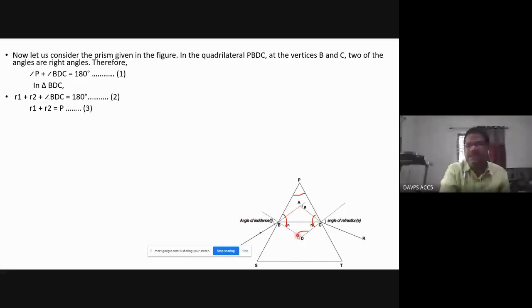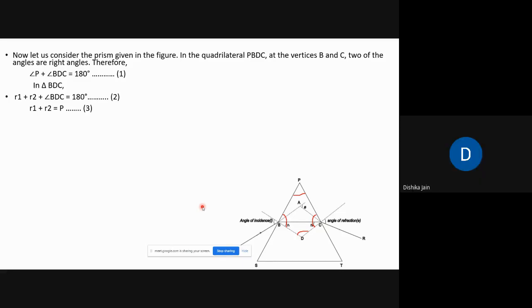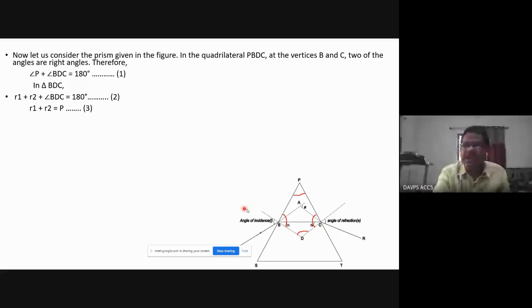Look: this angle plus this angle is 180, and the three angles R1 plus R2 plus D are also 180. So automatically R1 plus R2 will be P. R1 angle and R2 angle will be P. Is this part clear?